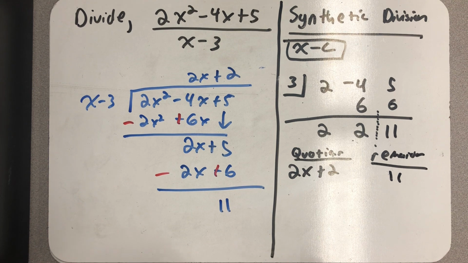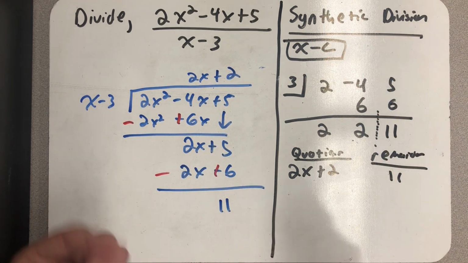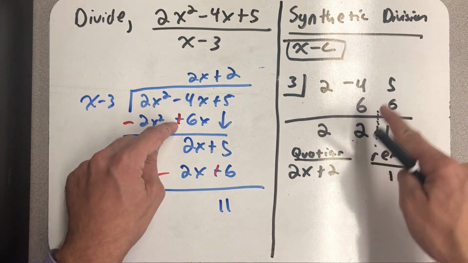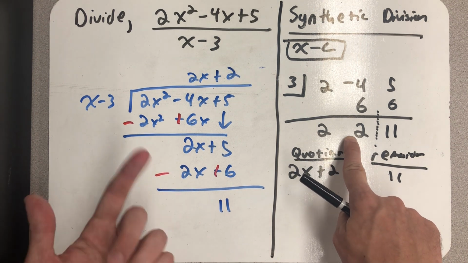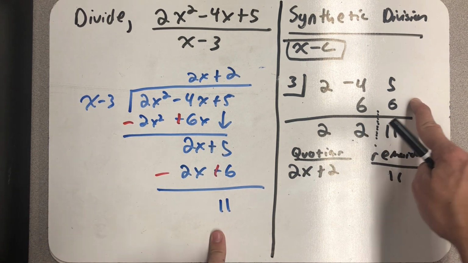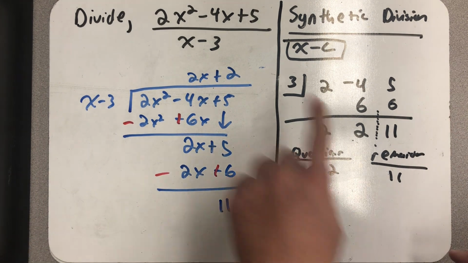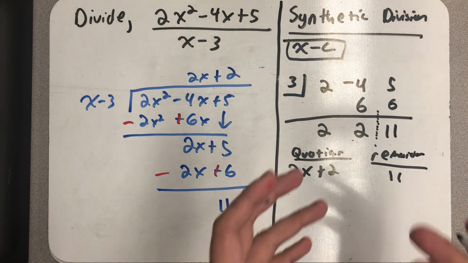But even better than that, right? I see 2, minus 4, 5, and those are my coefficients. And I see minus 4 plus 6. Minus 4 plus 6 gives me that 2, right? I see these things, 5 and 6, that gives me this 11. So I see all the things that happened in the long division over here. Synthetic division is a wonderful shortcut.